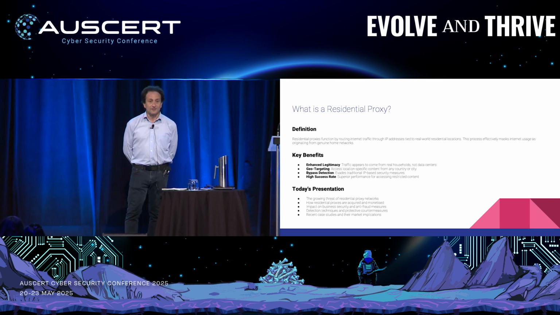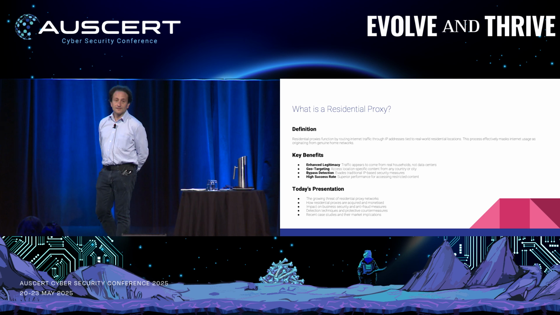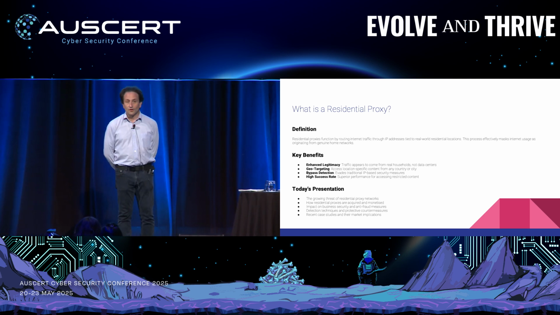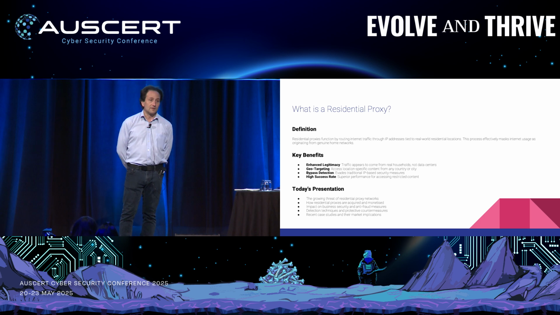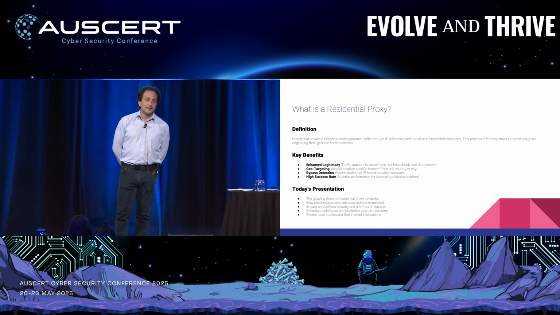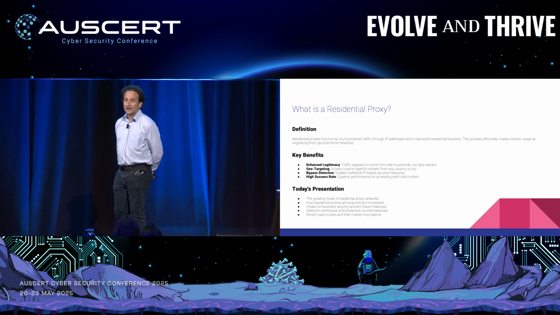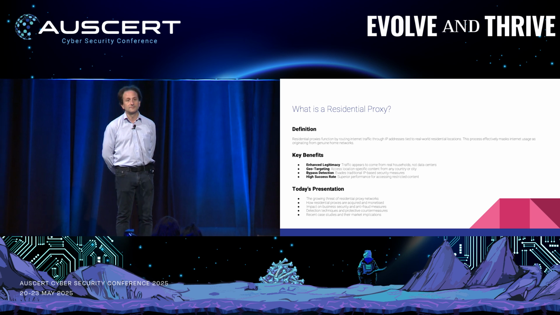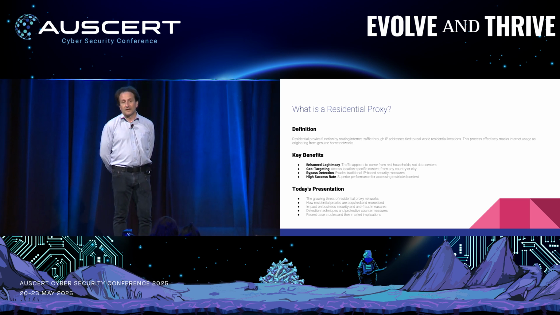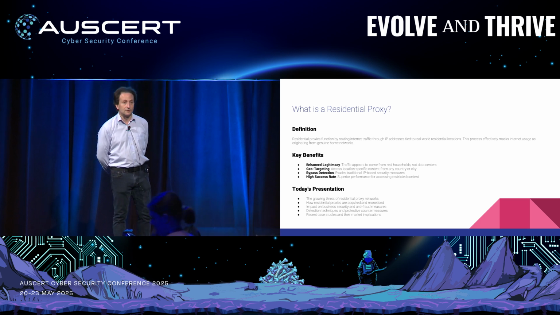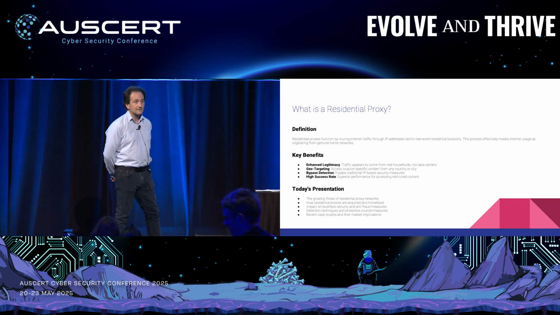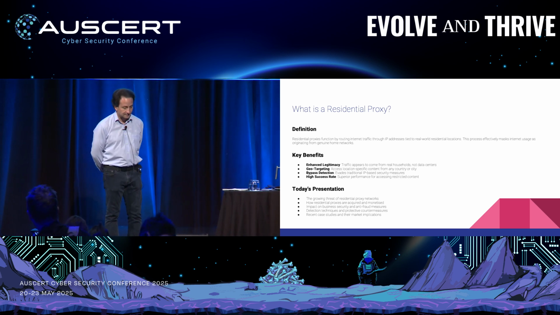So what is a residential proxy? A residential proxy is typically a service that allows third parties to route requests through home networks. And these are available as a service online with very little vetting. They typically have several million IPs available, and they enable third parties to make any type of requests they want against the website.